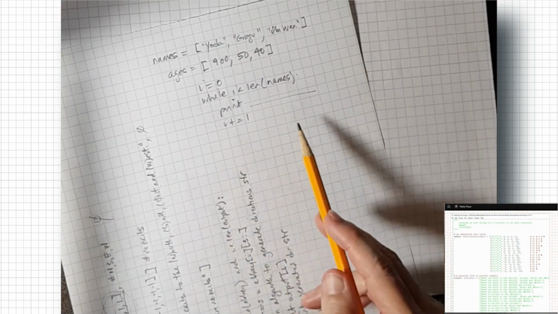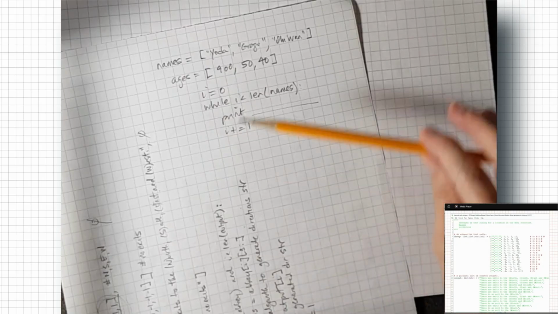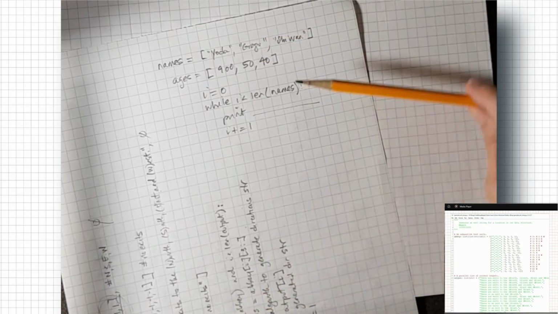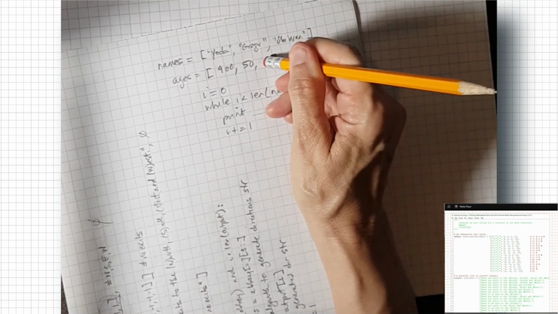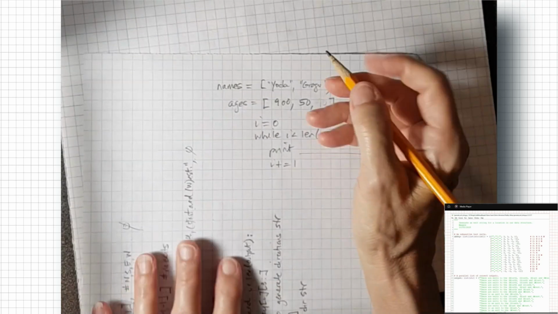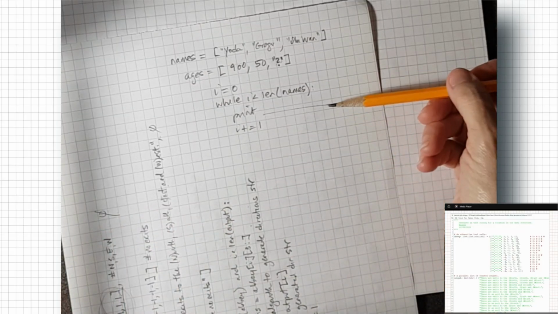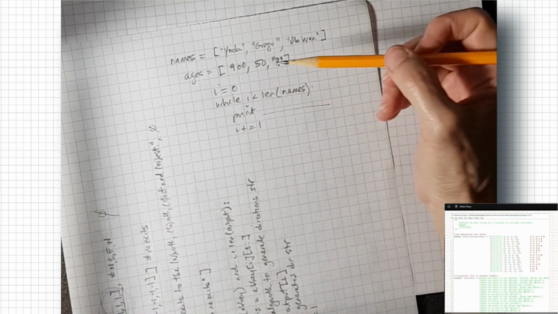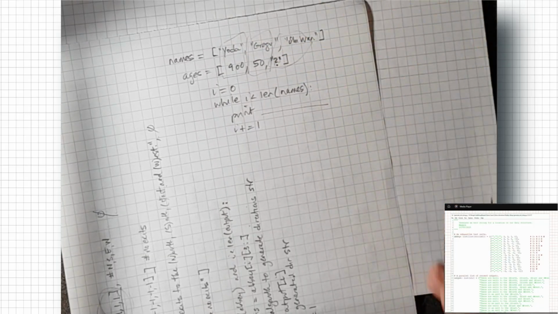So how can I print Yoda is 900 years old, Grogu is 50 years old, Obi-Wan is 40 years old, or we don't know, we could put a question mark. Who knows how old Obi-Wan is? So you want to write a line that uses that index to index into both lists because they're parallel.